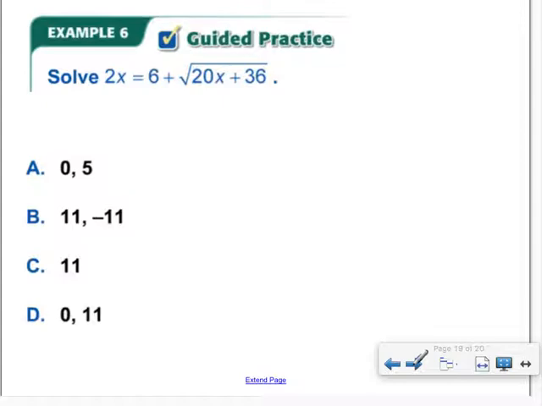So, if you look, we have a radical in the equation. You can move the 6 over, get that radical by itself. And then we're going to use the techniques we've seen so far to solve.